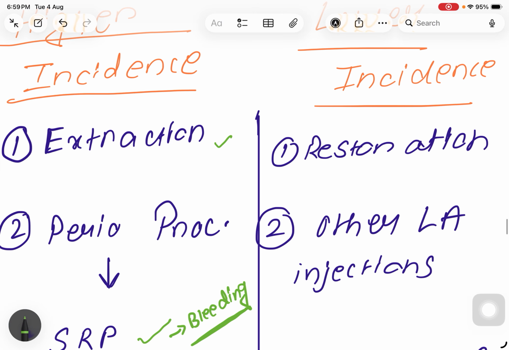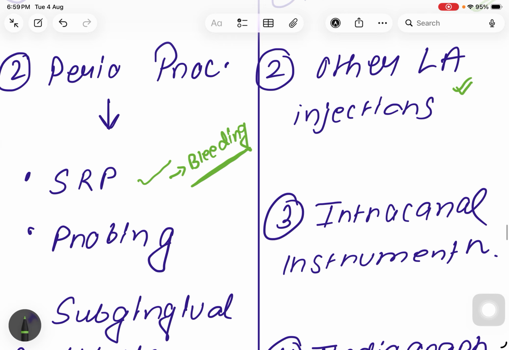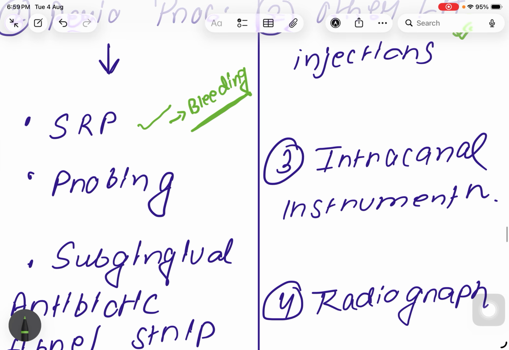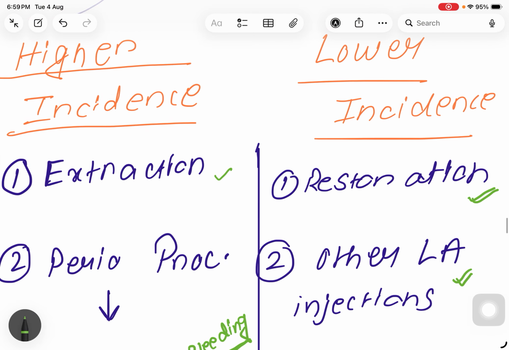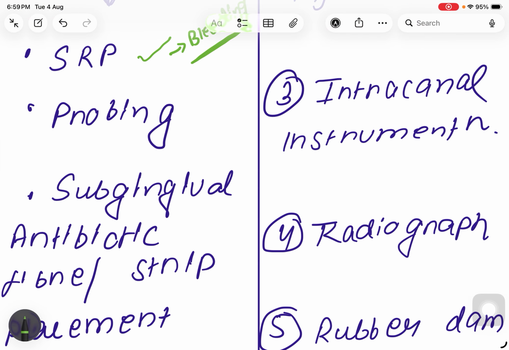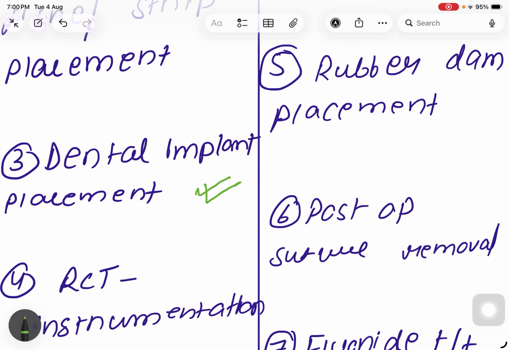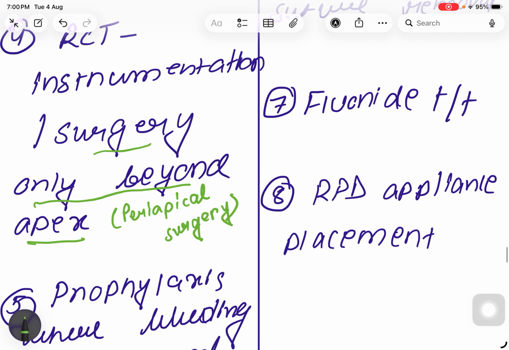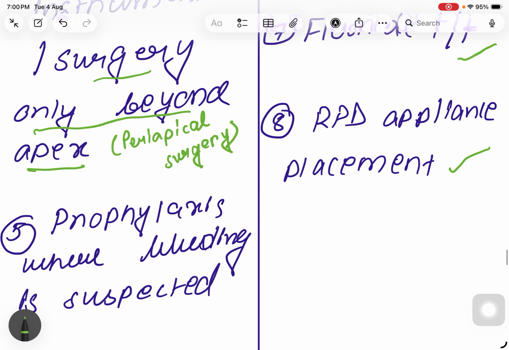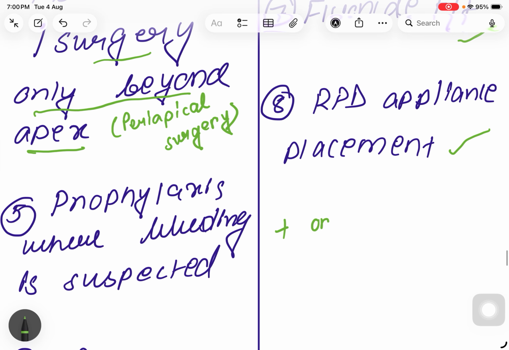Now in lower incidence comes all the restorative procedures, other LA techniques other than the intraligamentary and the intraosseous. All the other LA techniques are safe. They have lower incidence of IE. Then intracanal instrumentation, that is the basic RCT procedure, has lower incidence. Radiographic techniques, there is no chance of bleeding. So obviously rubber dam placement is also low. Post-op suture removal, fluoride treatments, RPD appliance placement, and also ortho appliance placement, it also has low incidence of IE.